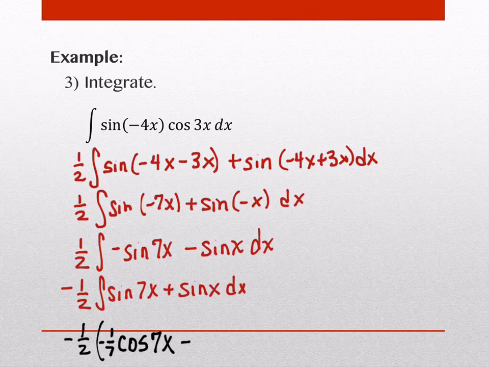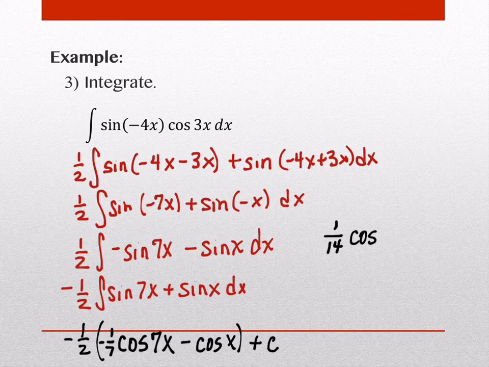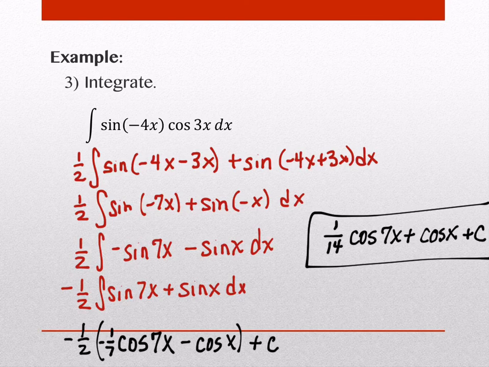And then I've got another sine here, right? So this is another cosine, but it's negative cosine. I don't have to worry about the fraction in front. Why? Yeah, the angle's just x. So this negative 1/2 distributed through gives me a 1/14 cosine of 7x plus cosine of x plus c. Oh, there's my 1/2 missing. I knew I didn't have a negative, but there is a 1/2.